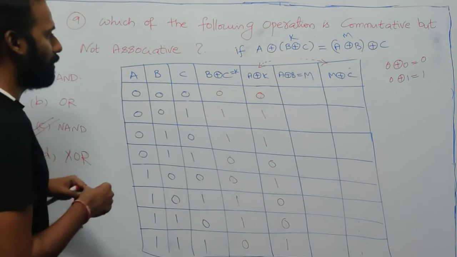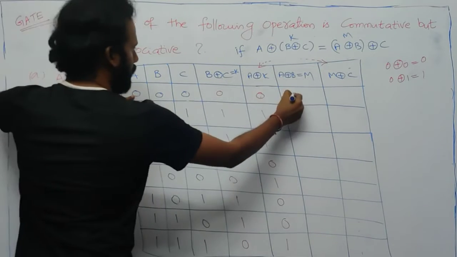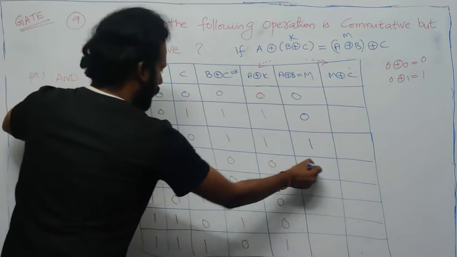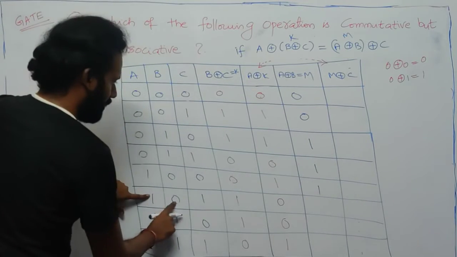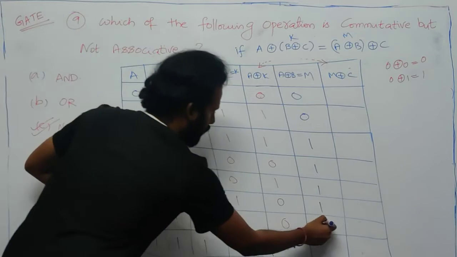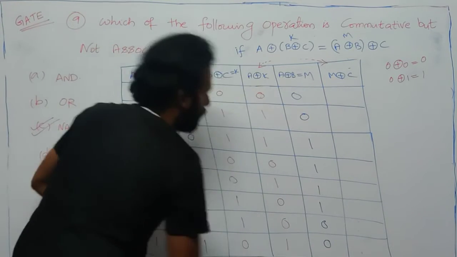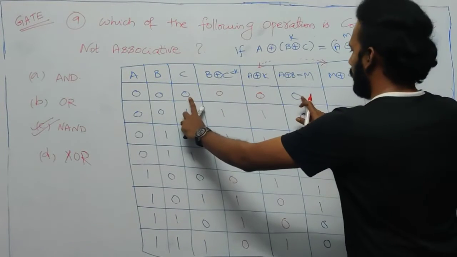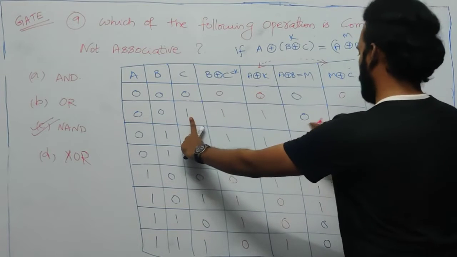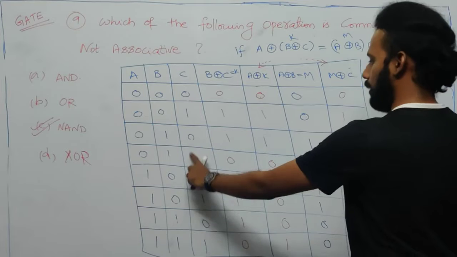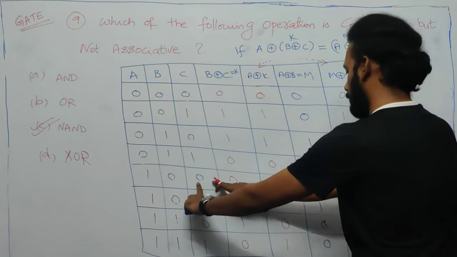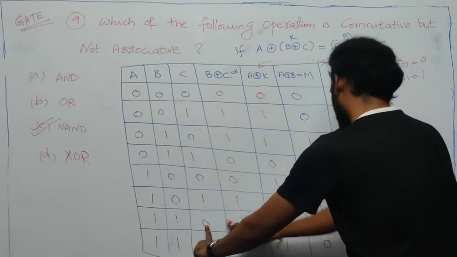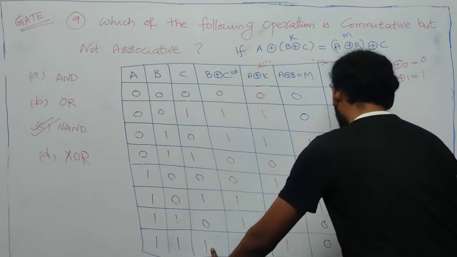Now let's try the same thing. A XOR of B: 0, 0, 1, 1, 1, 1, 0, 0. Now what is it that we need? Between M and C: 0 XOR of 0 is 0, 1 XOR of 0 is 1, 0 XOR of 1 is 1, 1 XOR of 1 is 0, 0 XOR of 1 is 1, 1 XOR of 1 is 0, 0 XOR of 0 is 0, 1 XOR of 0 is 1.